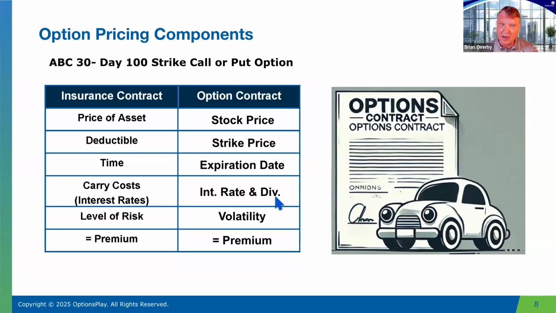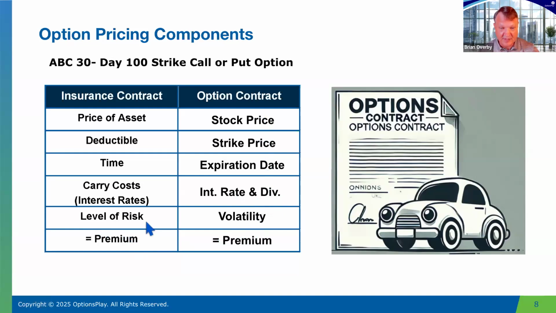Stocks pay dividends, cars don't. You can't drive a car around for 3 months and have them come back and say, oh, thank you for driving a car around, here's some money, right? The dealership doesn't do that, but in the stock world, they do. Sometimes they'll pay dividends, and because of that, that gets figured into the price of the option.